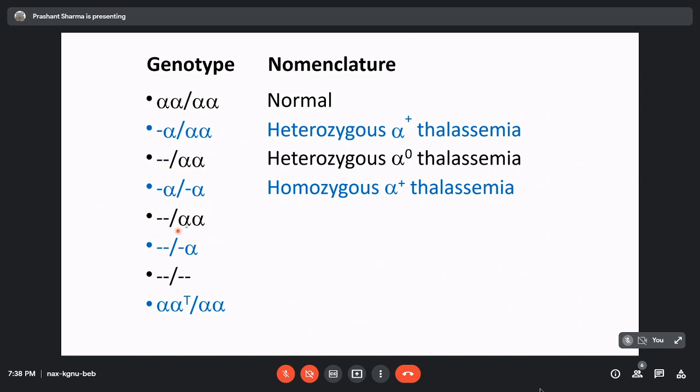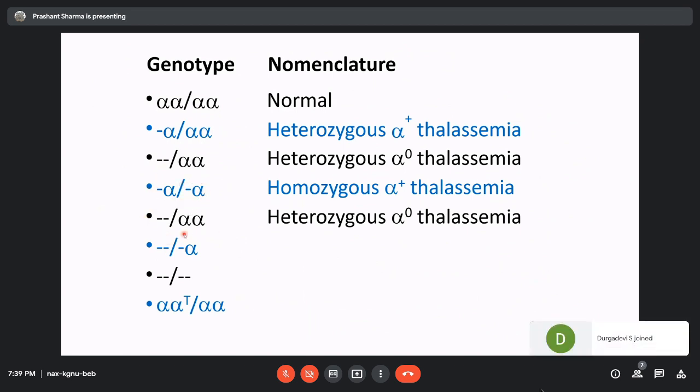This one is clearly heterozygous, and this allele is alpha naught, so this becomes heterozygous alpha naught thalassemia. At this point, just note that both the person with this genotype and the person with this genotype have only two out of the four functioning alpha globin genes as normal, but the names are totally different. This is homozygous alpha plus thalassemia, and this is heterozygous alpha naught thalassemia.